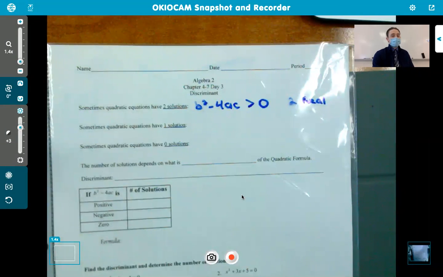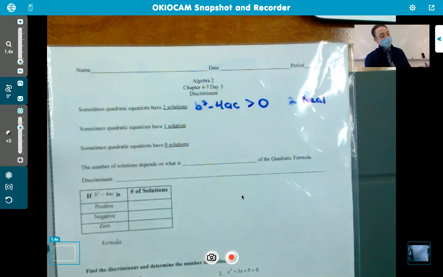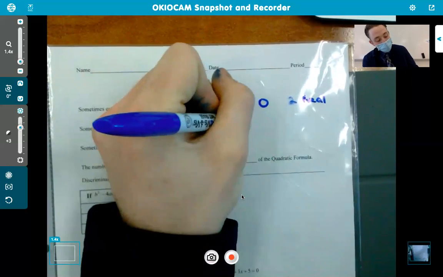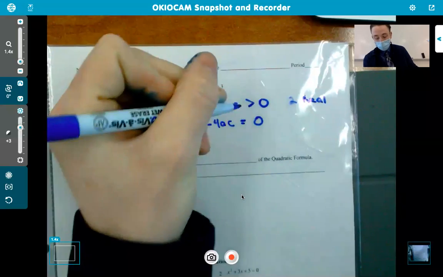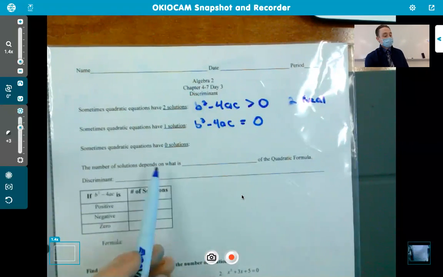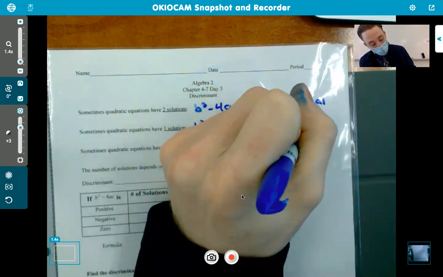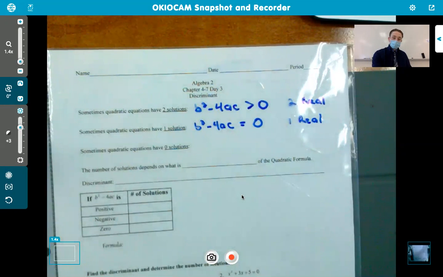If that value is greater than 0, what kind of number is it? What are the numbers that we call that are all greater than 0? Positive, right? Don't overthink it. If it's a positive number, so if we get an answer that's positive, that means we have 2 solutions. If we plug in our values b squared minus 4ac and it equals 0, this is a situation where we have 1 solution. So 1 real solution.